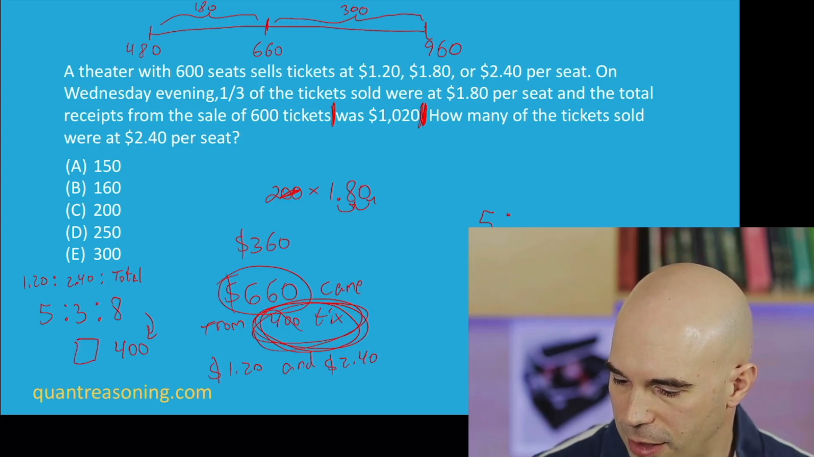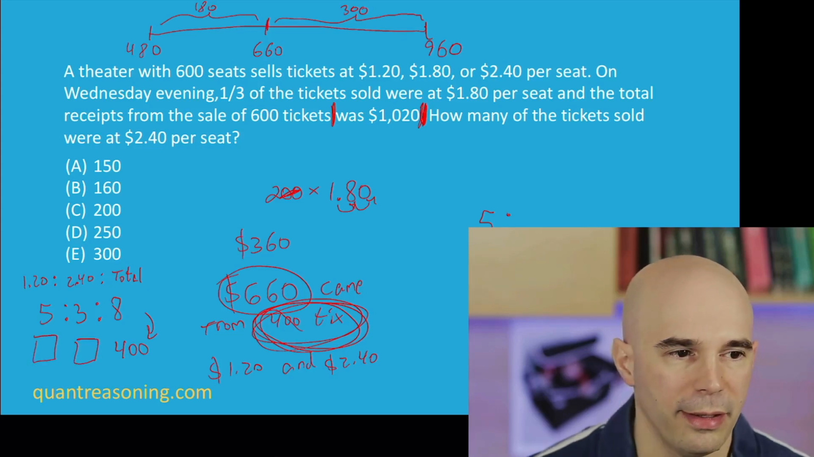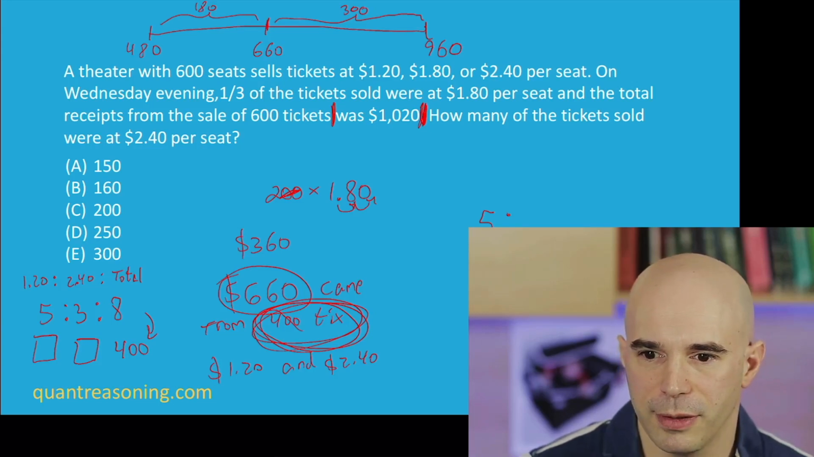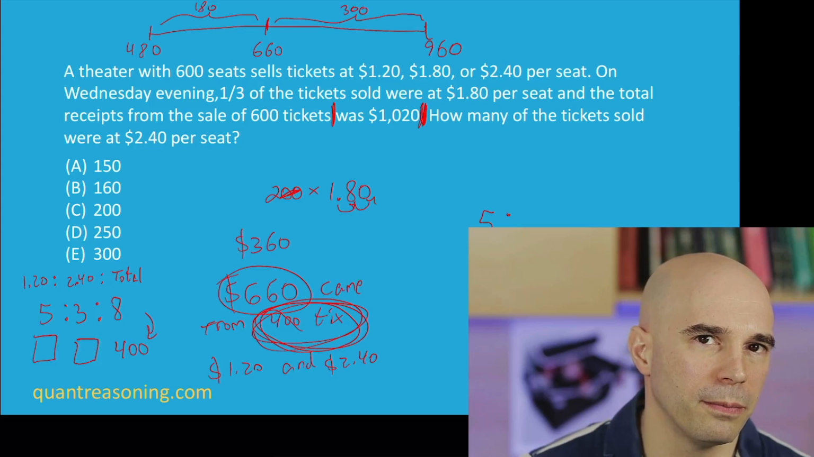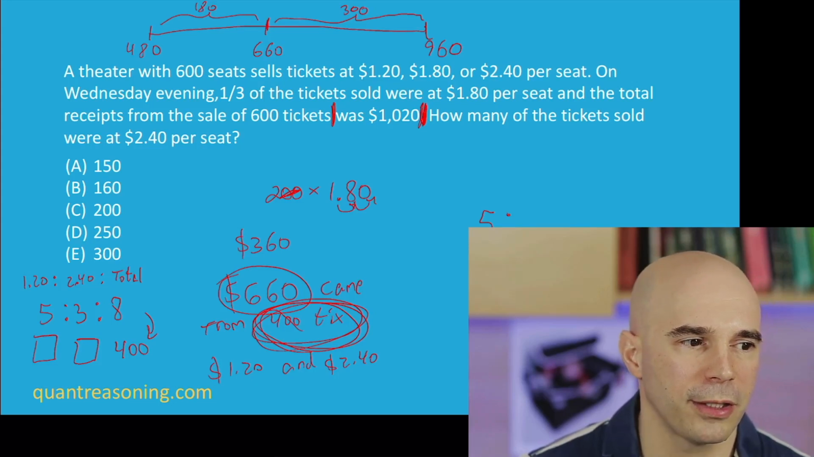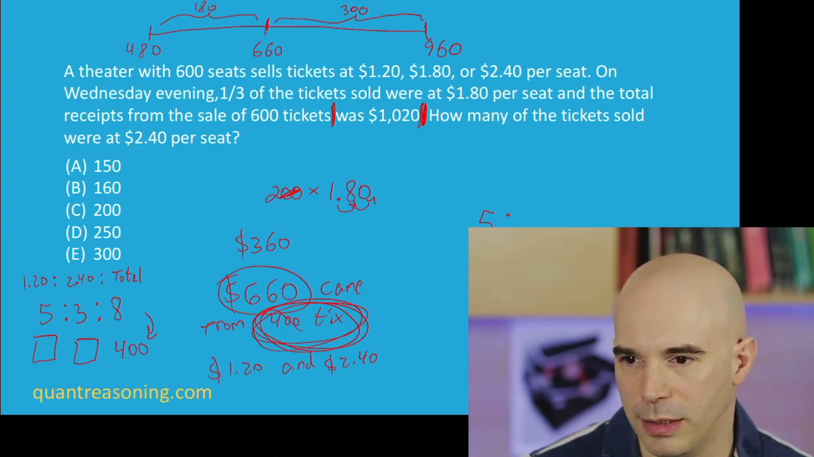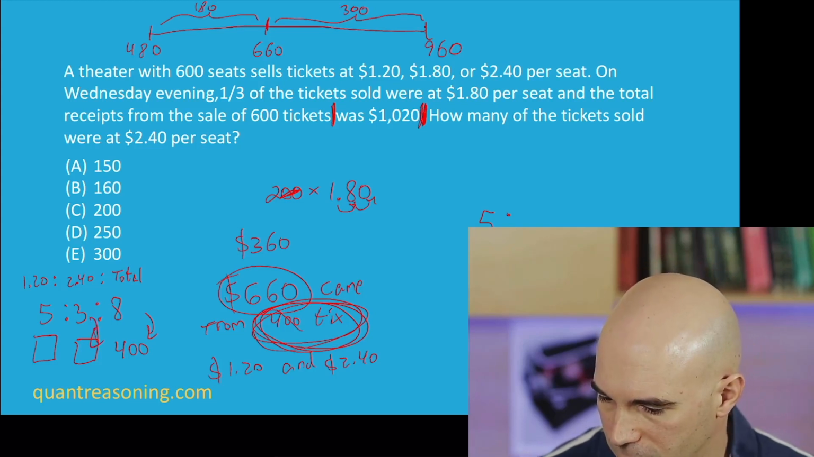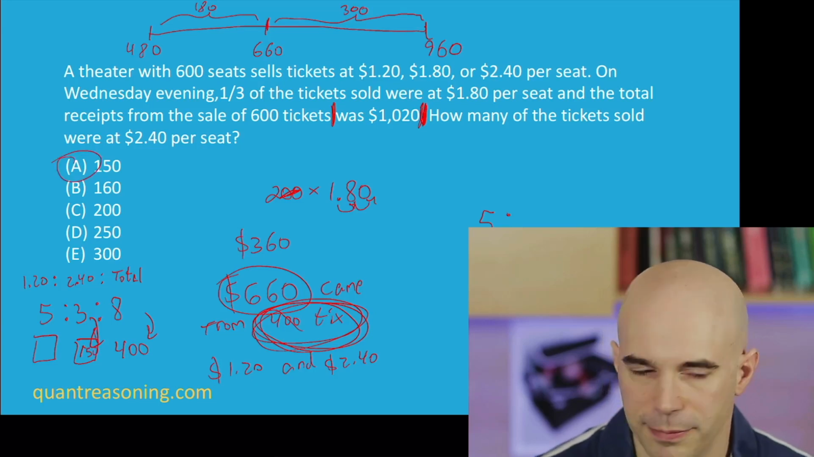So I can infer now either of these by multiplying by 50. Now I'm probably not going to need to infer both of them, so why don't I finish reading the question now and then I'll see what I need. How many of the tickets sold were 240? So 3 times 50 is 150.